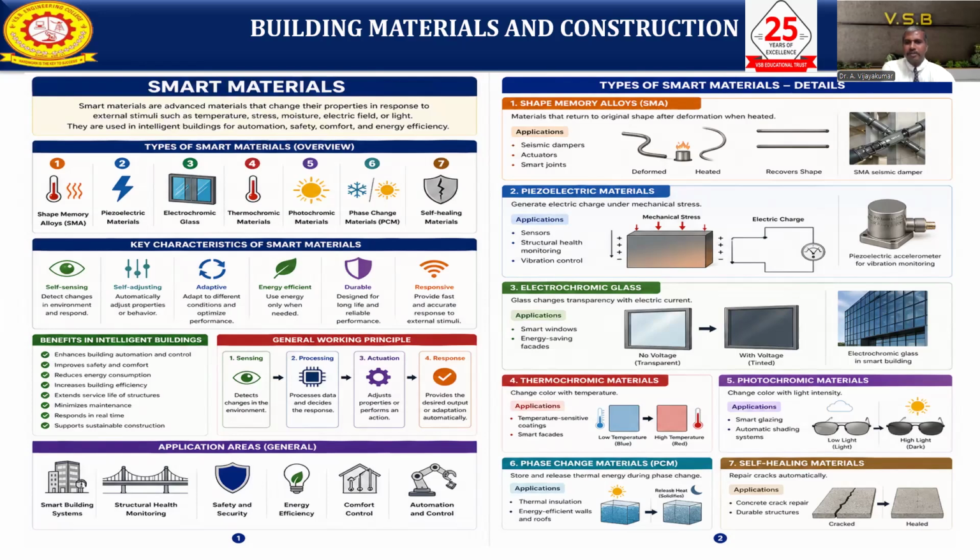type of material. Thermochromic materials change color with the temperature. When we increase the temperature, the color automatically also changes. So temperature sensitive coatings and smart facades we can use for these materials. Photochromic materials change color with light intensity, especially for cooling glass. When the light is very low, then the color is different. When the light is dark, then the color will be different. So we can use smart glazing and automatic shading systems.